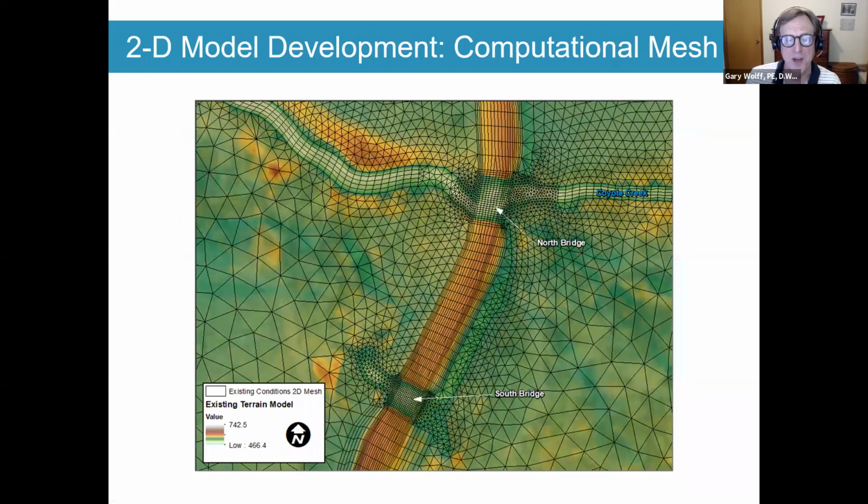This is just a close-up of the modeling, the computational mesh. It's made up of triangles and rectangles generally, and we have higher density, smaller elements in the vicinity of the bridges because we want more detail in those areas. And then you can make the mesh bigger cells out away from the bridges. So that's what we did here.